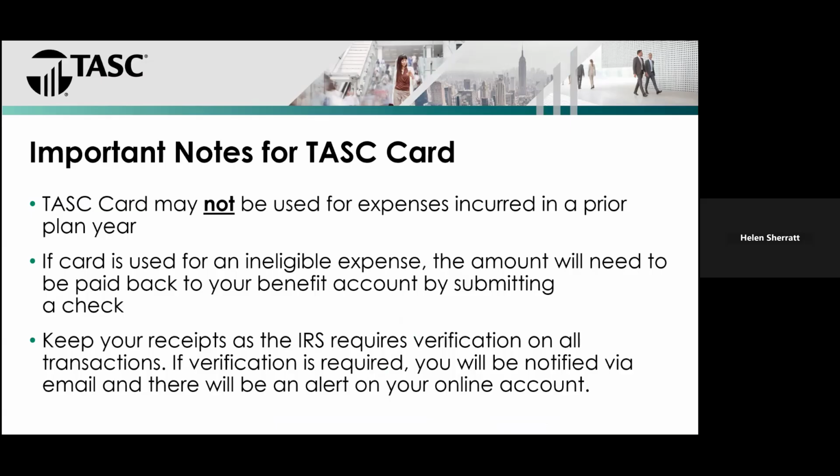Notes about the TASC card: it cannot be used for expenses incurred prior to the plan year. That's a biggie. If the card is used and swiped for something ineligible, it will need to be paid back. And also the IRS does require verification on transactions. So if it's required, you will be notified, and you are supposed to keep your receipts per the IRS.